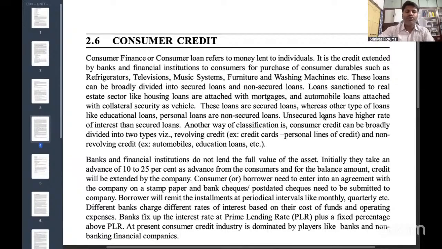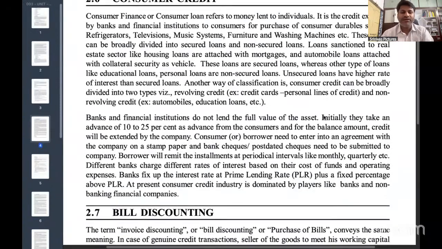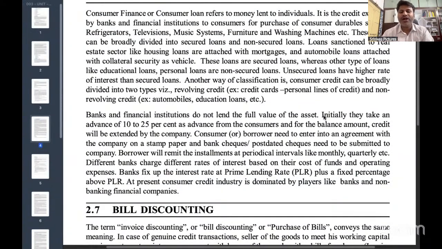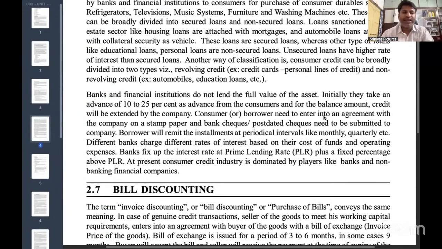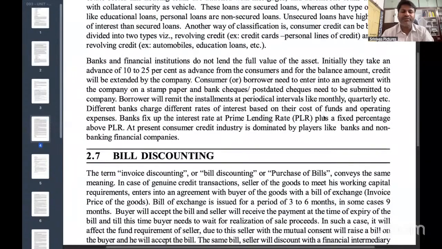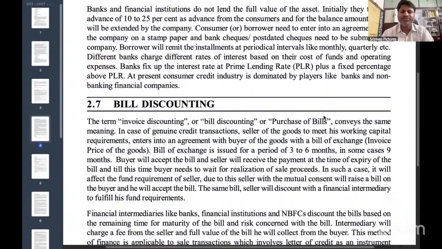Next. Banks and financial institutions do not lend the full value of the asset. Initially, they take an advance of 10 to 25% from the consumer. For the balance amount, credit will be extended by the company. So this is very simple.